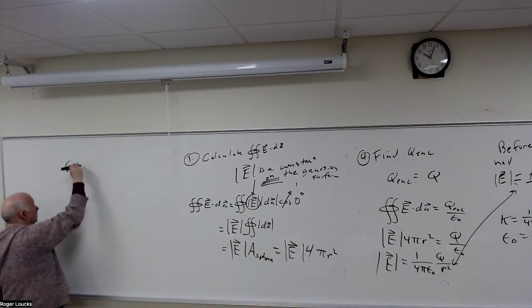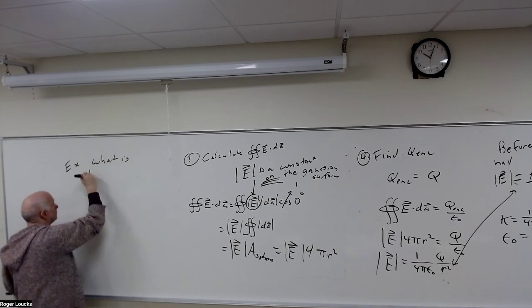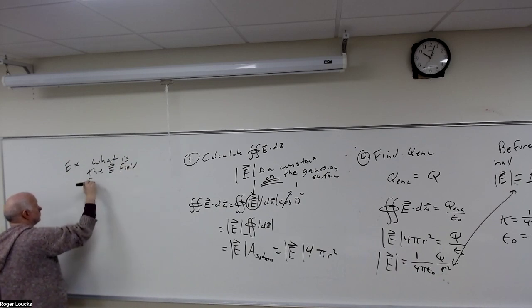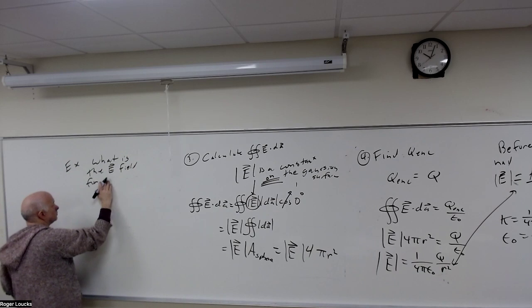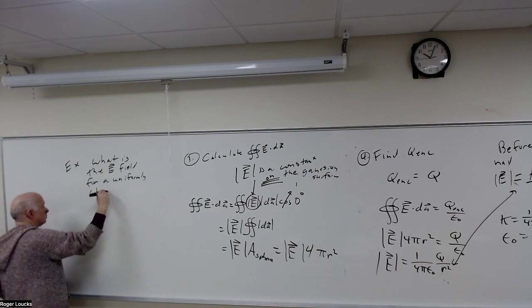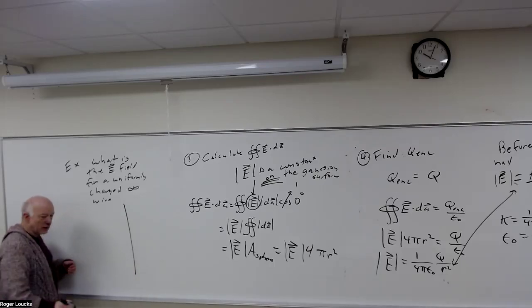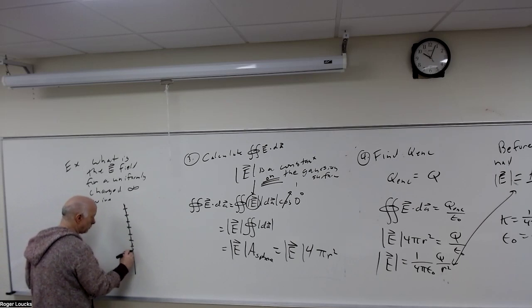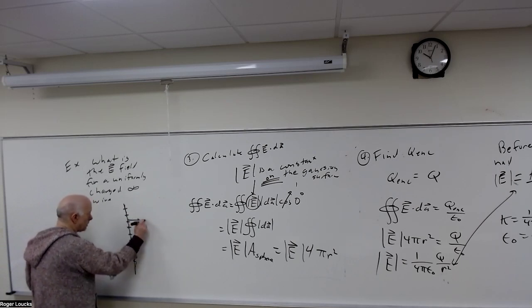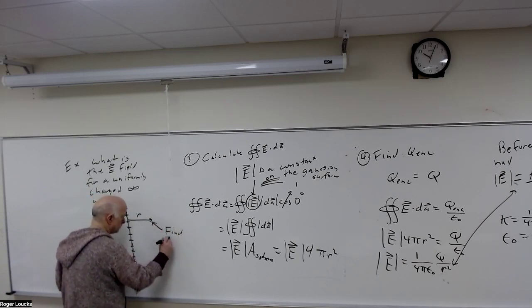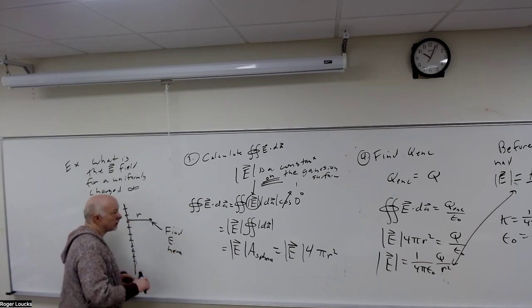Let's do another example. What is the electric field for a uniformly charged infinite wire? So here's my infinite wire. Obviously, it's not infinite, but I've already drawn this. Imagine it has positive charge on it, the uniform charge. I'm going to come out some distance R. I want to find E here.